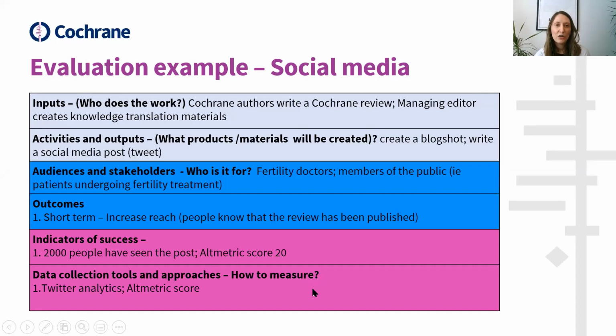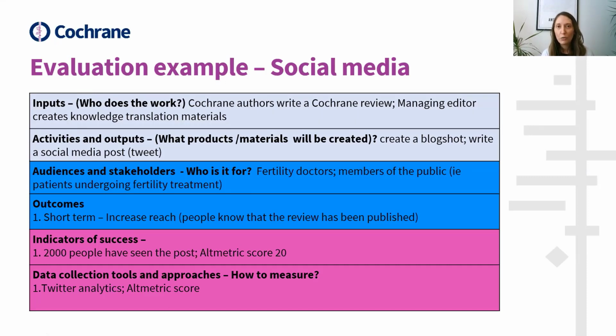Okay, thanks. So I will also do the same as Stephanie. I will start from the top with our inputs. So in this example, we will be doing a simple evaluation plan of the Cochrane review. So obviously as an input, we will also need the Cochrane authors to write the review. And we also need someone to prepare the dissemination product materials. And within our group, that's me. So I'm the managing editor. And I will be creating the knowledge translation materials, which is our outputs.